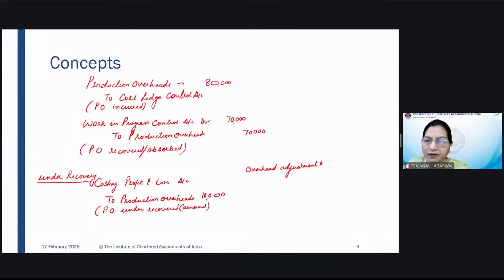So overhead adjustment account debit to production overheads, or production overheads adjustment account debit to production overheads control account. Right? So we will take costing P&L to production overheads 10,000 and production overhead adjustment account will move to production overhead control account. This is when under recovery is normal. So maybe next time it is over recovery and this account will get automatically settled in the long run.